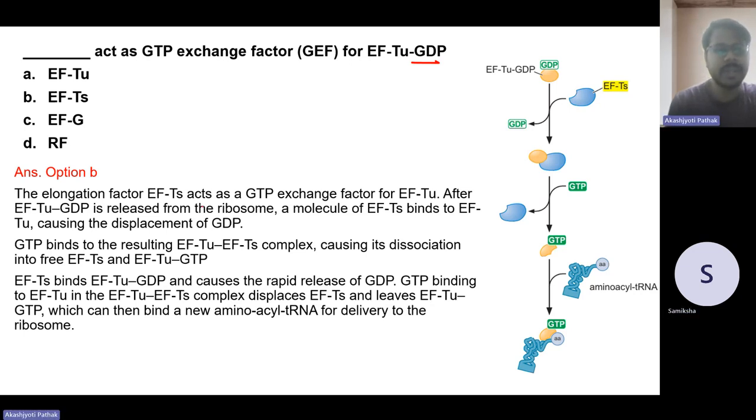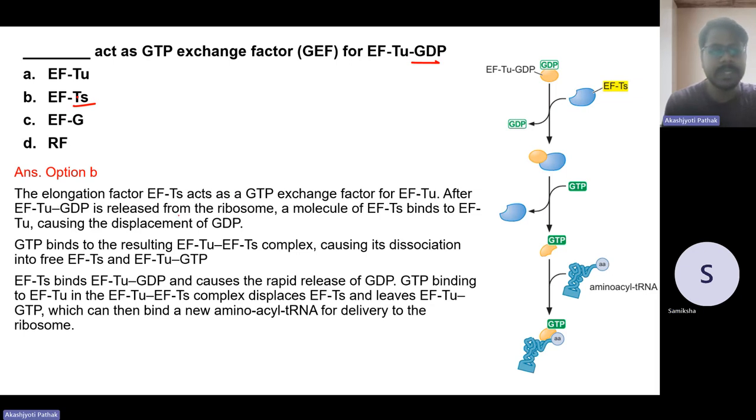The elongation factor EF-Ts acts as the GDP exchange factor. So these act as the GDP exchange factors. When this EF-Tu GDP has to be replaced with EF-Tu GTP, these EF-Ts are actually required. So that is what is explained, that the elongation factor EF-Ts acts as the GDP exchange factor for the EF-Tu.